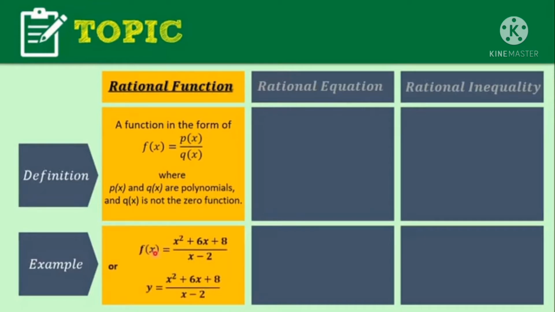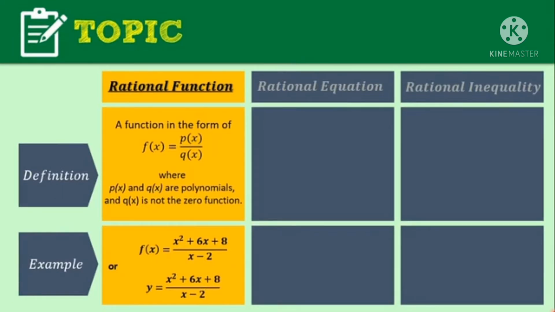An example for this is this one. We have f of x equals x squared plus 6x plus 8, which is a polynomial, divided by another polynomial, which is x minus 2. Now using this one, you can also rewrite that. Instead of using f of x, we can write it as y equals this given. Again, this is a rational function.